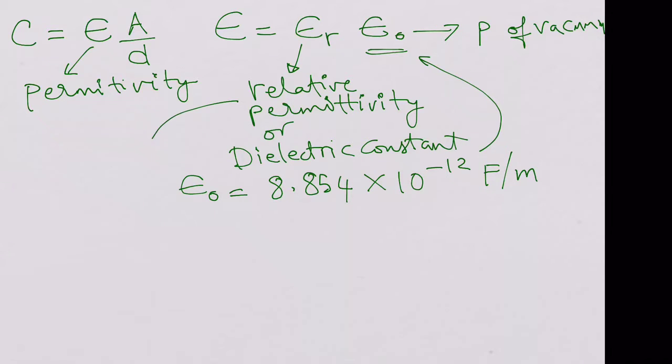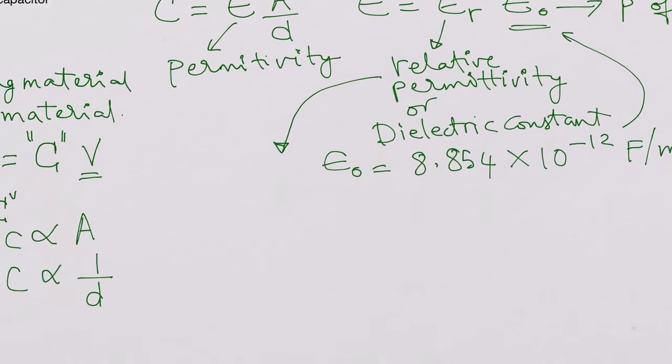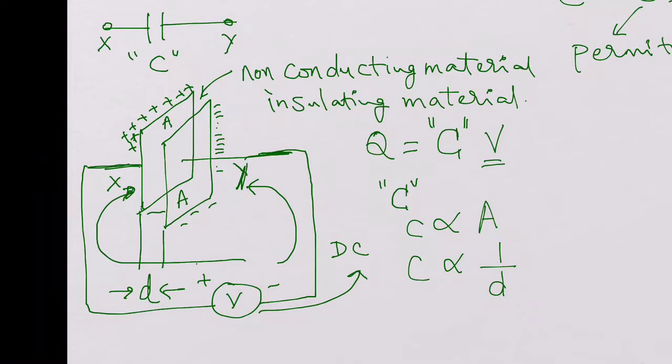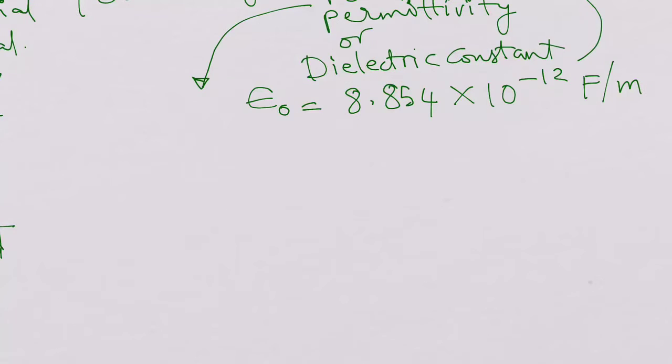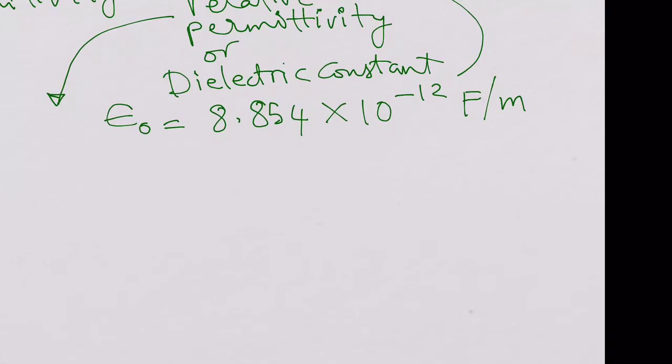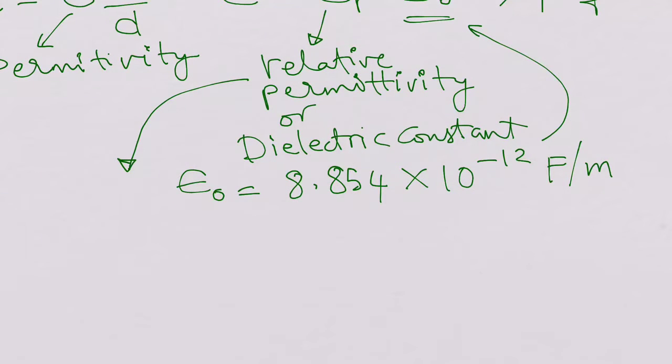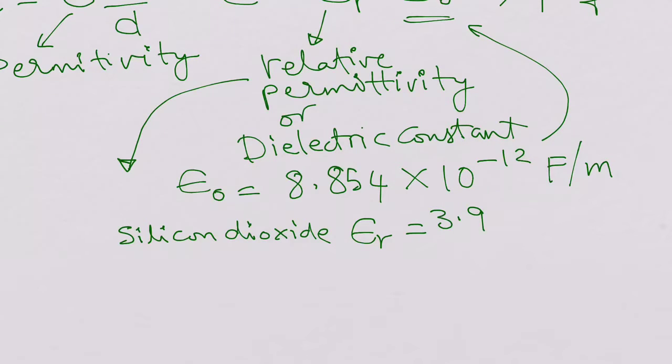Now the relative permittivity is what decides how much capacitance is there, and depending on what is the material between the two plates, you will have different capacitance here. So let's look at, for example, in semiconductors, you usually have capacitances with the dielectric in between them being silicon dioxide. And it has an epsilon r of around 3.9 for silicon dioxide.